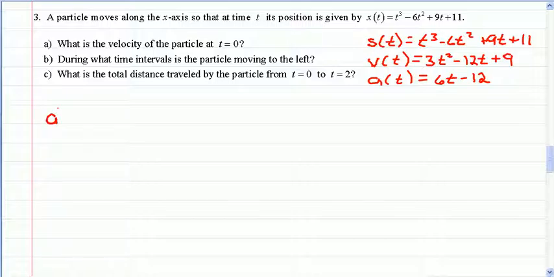Part A, what is the velocity of the particle at t equals 0? So we are finding v of 0, which is the initial velocity. So I take 0 and substitute it in for t in the velocity function, and the velocity at time t equals 0 is equal to 9.